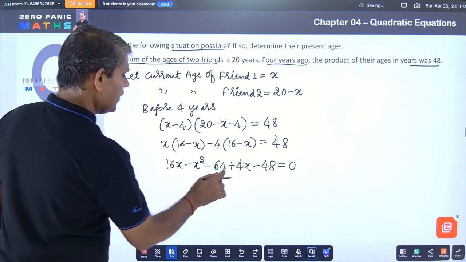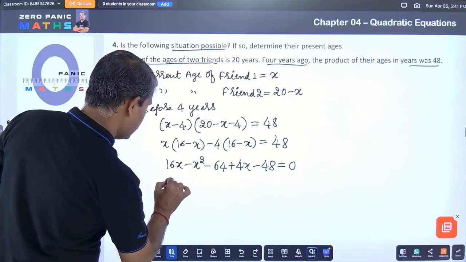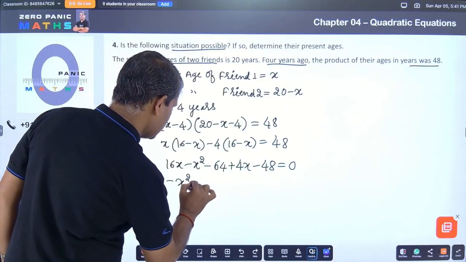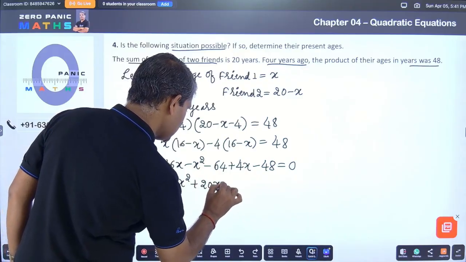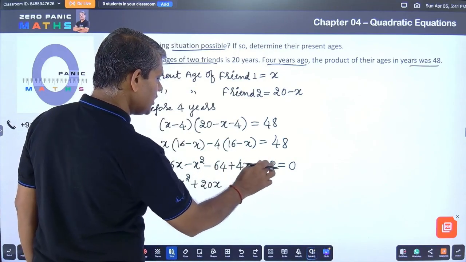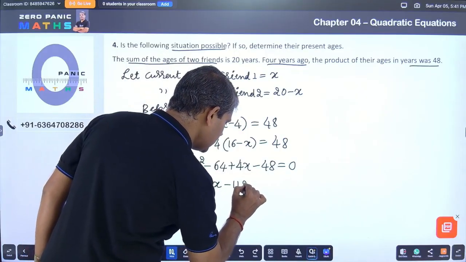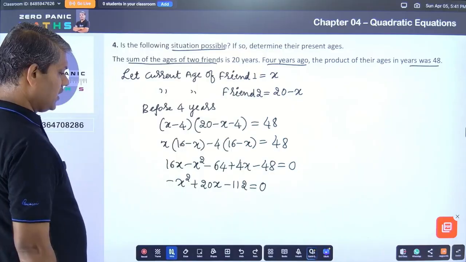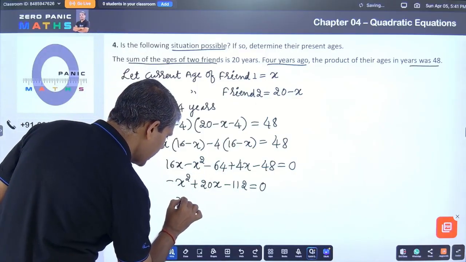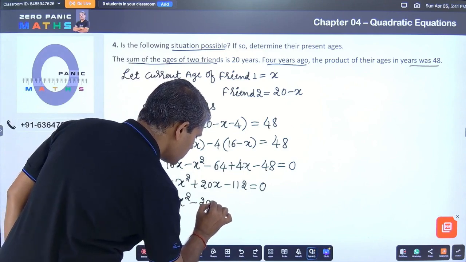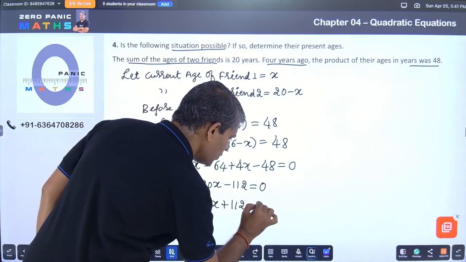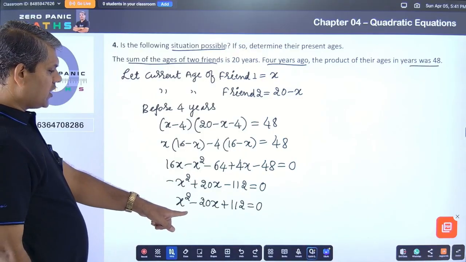It will be minus x square. I'm writing the x square term first, then 16x plus 4x, which is 20x. Plus 20x minus 64 minus 48, it is 112. Minus 112 is equal to 0. So let us multiply by minus throughout, which will give us x square minus 20x plus 112 is equal to 0. So this is the quadratic equation we finally got.